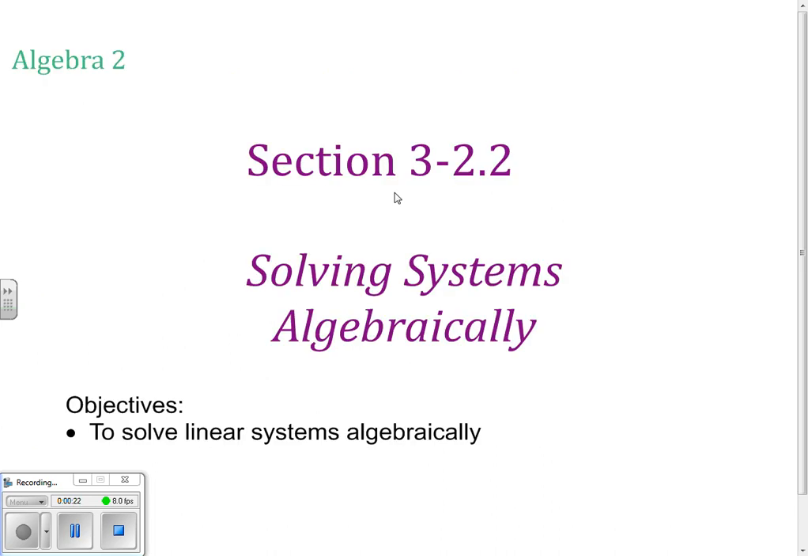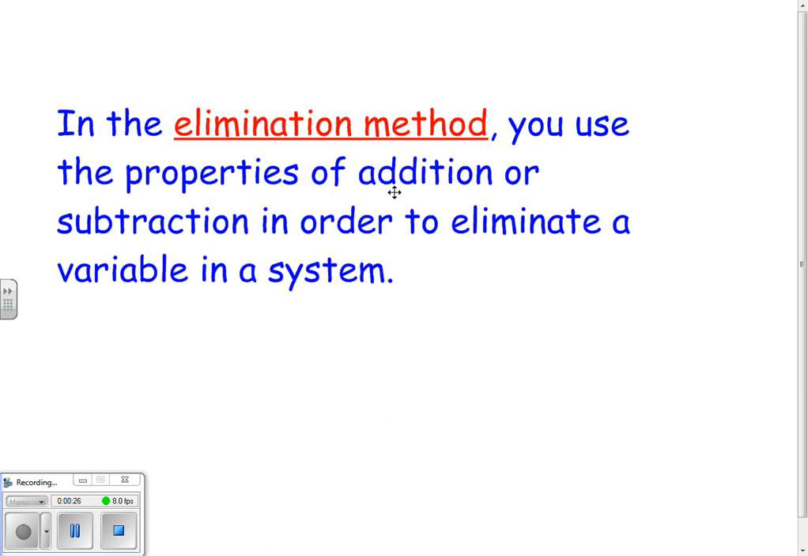Section 2 allows us to solve systems algebraically. So yesterday in day 1, we talked about substitution, and today we're going to talk about elimination. Elimination is a method that uses properties of addition or subtraction in order to eliminate a variable in a system. I know it says addition or subtraction, but I tend to focus on whichever one comes easier in the order, and I'll show you what I mean by that as we move on.